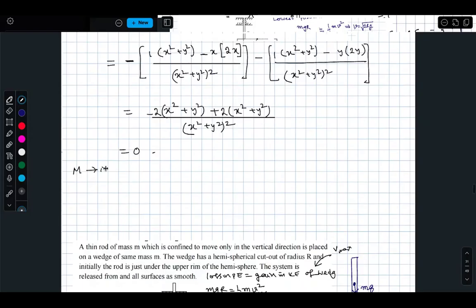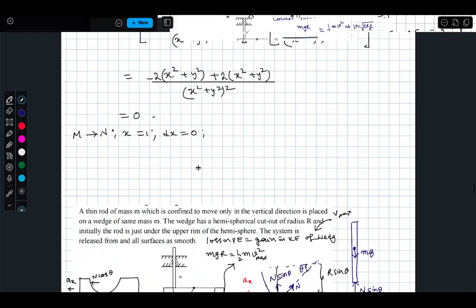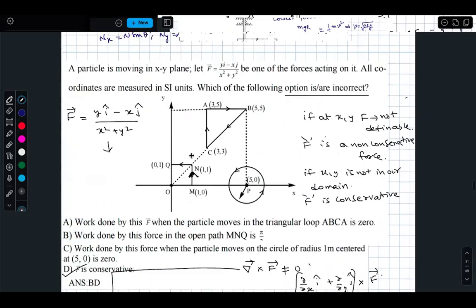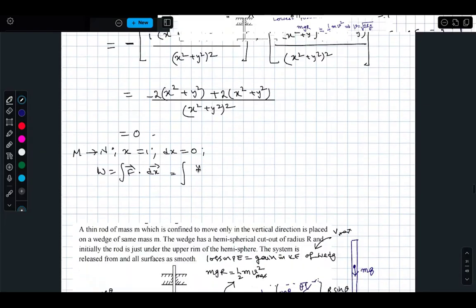See, M to N, x is equal to 1, dx is equal to 0. Y keeps changing. So therefore, work is the integral of f bar dot dr bar. This is nothing but, when doing the dot product, y dx by x square plus y square minus x dy by x square plus y square.